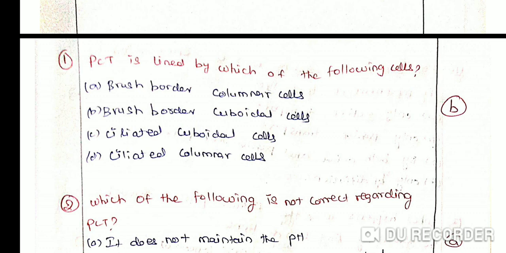PCT is lined by simple cuboidal brush border epithelium, which increases the surface area for reabsorption. Nearly all the essential nutrients are reabsorbed here.